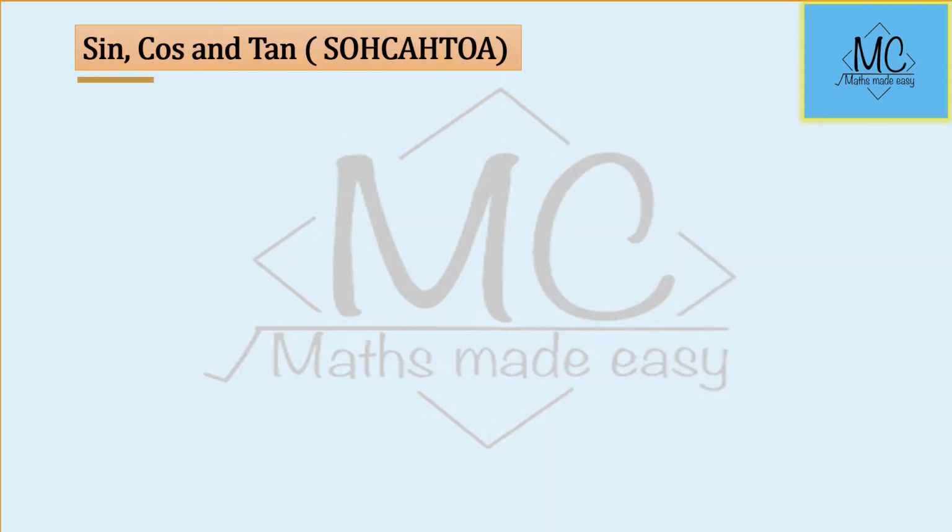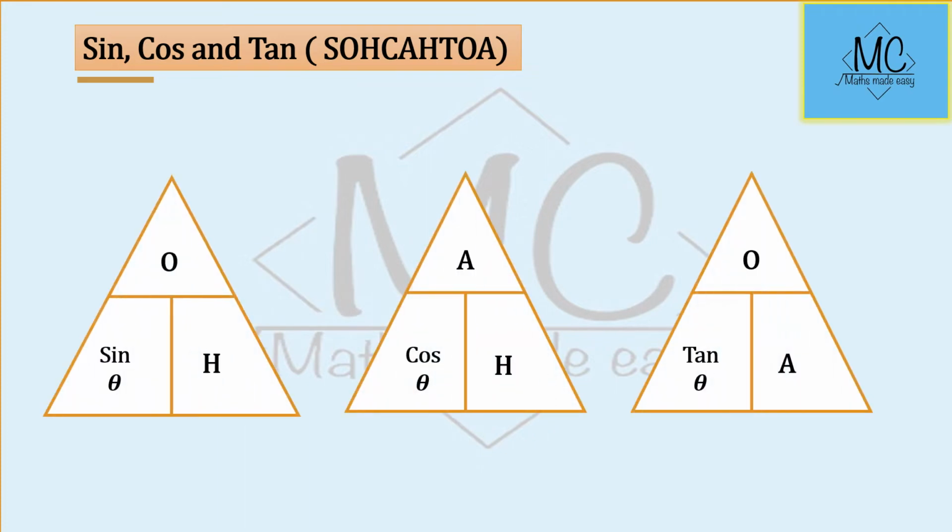So now we are going to learn about SOHCAHTOA. SOHCAHTOA is the abbreviation used to describe the three trigonometric ratios for the sine, cosine and tangent functions. How is it going to work? Let's put them in a triangle.